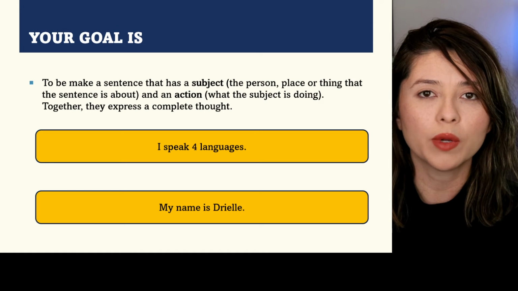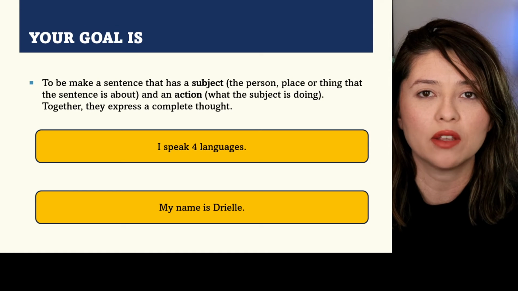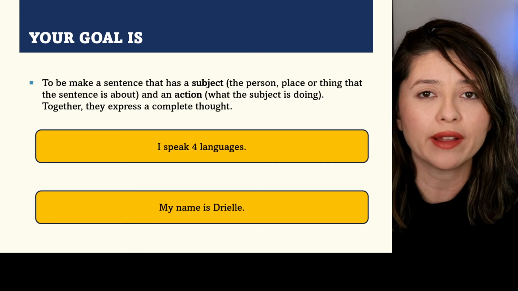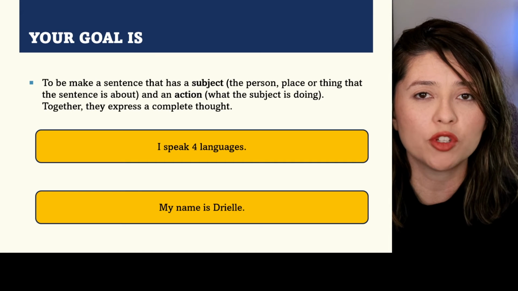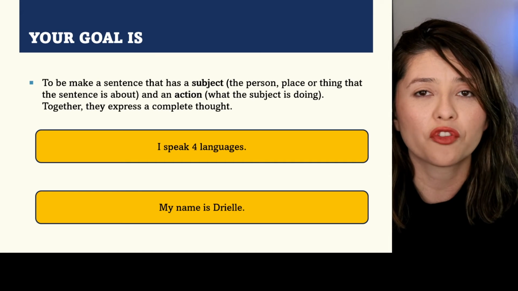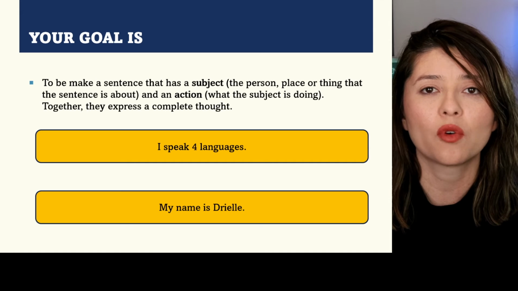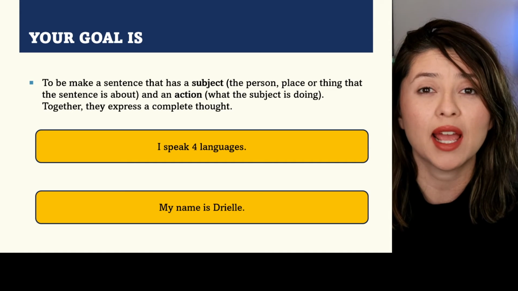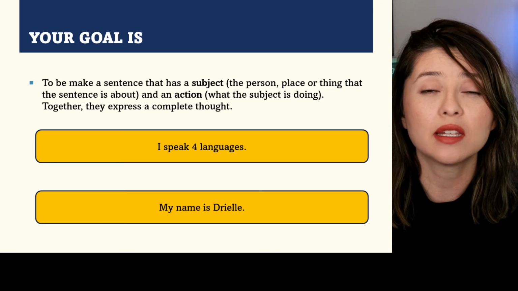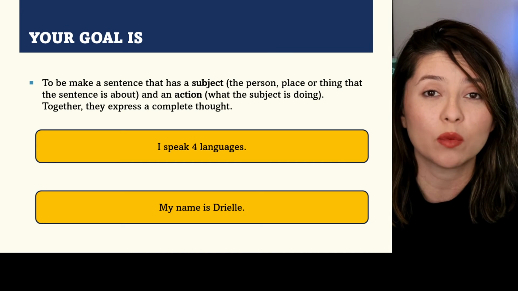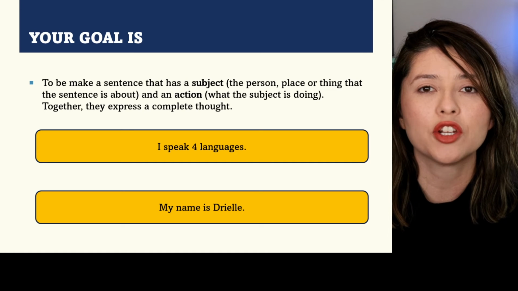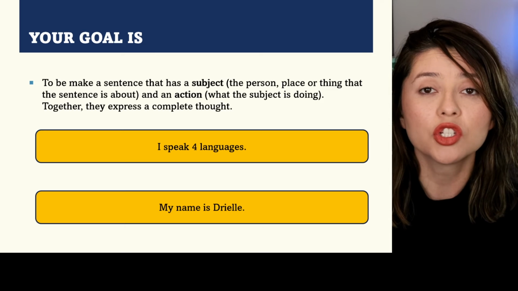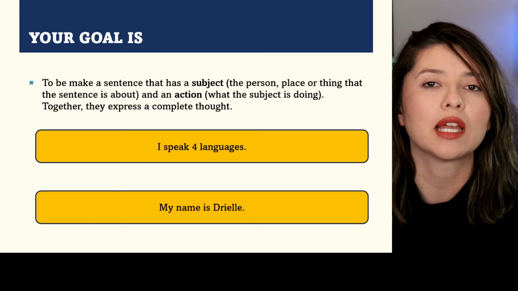So your goal when you're making a sentence is to make sure that you have at least a subject and a verb, and knowing if that verb needs an object, a complement or not. So for example, I speak 4 languages. Here I have my subject, I. And then I have my verb, speak. And then I have my object, 4 languages. What's important here is that I know which tense I'm using and which pronoun I'm using. So if I say, she speaks 4 languages.